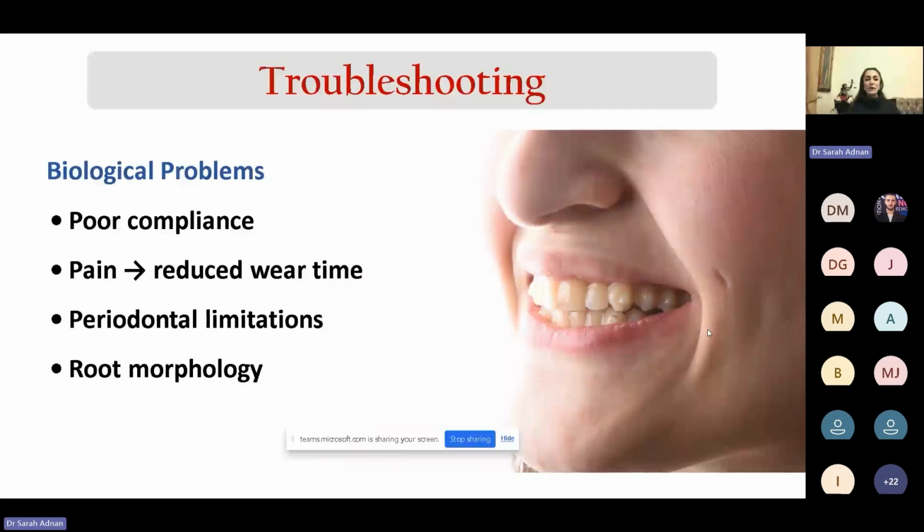If there is a root morphology issue, as we said, dilacerated roots with abnormal apex, all these will cause a biological problem. These problems should all be addressed during the planning stage. Reduced staging or slower tooth movement should be planned instead of moving the tooth 0.2 millimeter per aligner. We can move it 0.1 millimeter per aligner.